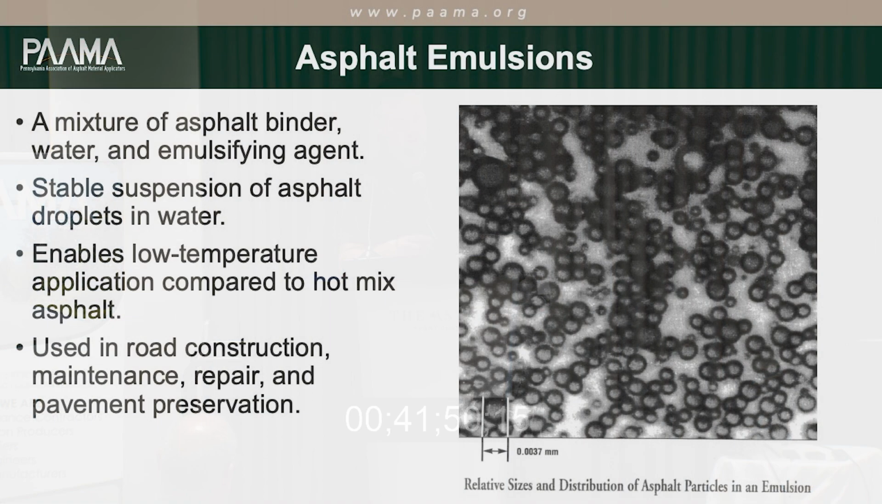Okay, so emulsions are in everybody's lives every day, but we're going to talk about asphalt emulsions. Other emulsions being some great things like ice cream or Italian dressing. We're basically taking 2 liquids that don't like to mix together, and we're mixing them, making a homogeneous liquid. So asphalt emulsions are a mixture of asphalt binder, water, and an emulsifying agent.